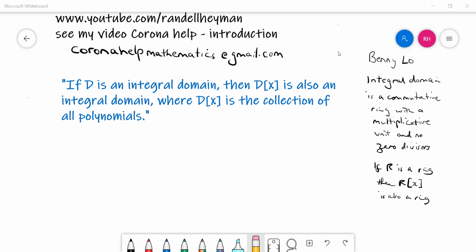So Benny Lowe contacted me. He's from Fremont, California. And he's been watching with his class some of the videos I've been doing on abstract algebra. And he's asked me if I could go through this problem here. If D is an integral domain, then D[x] is also an integral domain.